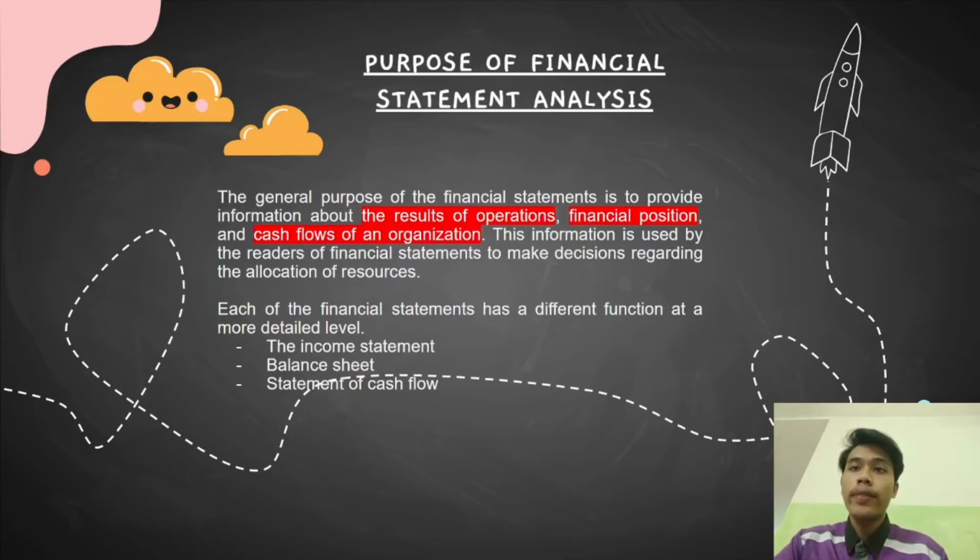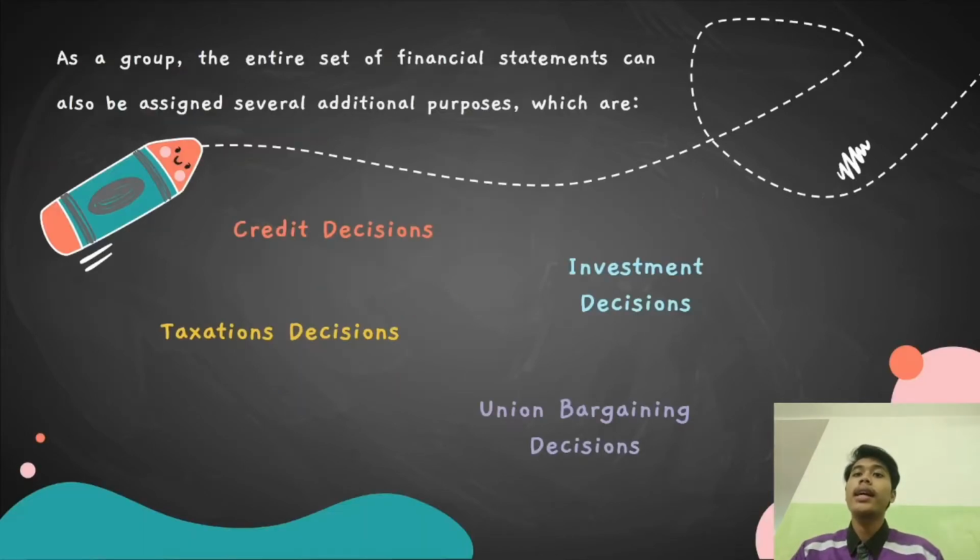Finally, the statement of cash flow is used to demonstrate the existence of cash receipts and disbursements in various categories. Since cash flows do not necessarily fit the revenue and expenditures shown on the income statement, this knowledge is extremely useful. As a group, the entire set of financial statements can also serve several additional purposes, which are, firstly, credit decisions, where lenders use the entire set of information in the financials to determine whether they should extend credit to a business or restrict the amount of credit already extended.